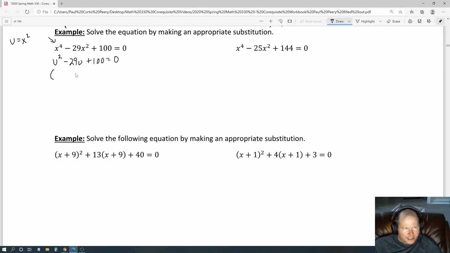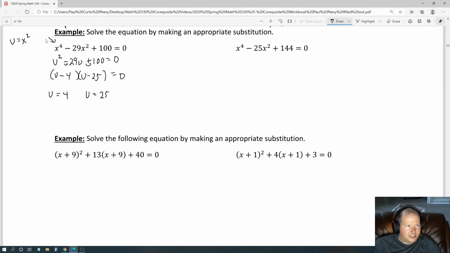So now let's just treat this as a simple trinomial. Square root of u squared is u. It ends in a positive, but the middle term is a negative, so matching negative. Both of them are going to be negative. Two numbers that I can multiply together to give you 100 that if I add together give you 29 would be a 4 and a 25. Right, so then that's going to be u is equal to positive 4 and u is equal to positive 25.